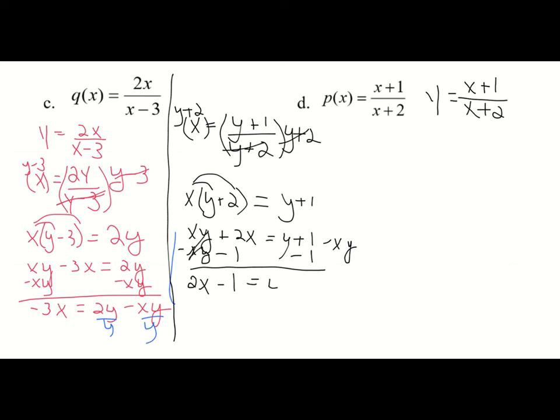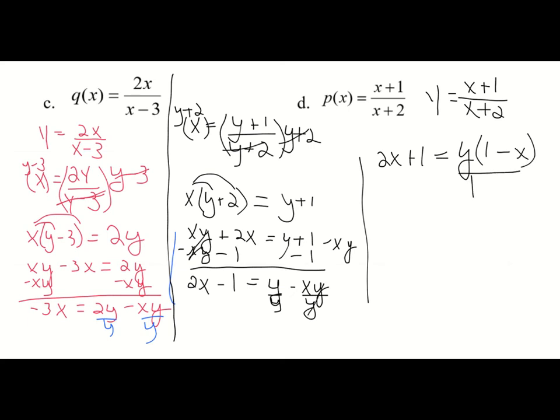y minus xy. So I put the y terms together and everything else on the other side because I know that now I can factor out a y here, a greatest common factor. So I'm going to end up with 2x plus 1 is equal to y times, y divided by y is 1, minus x, because y divided by y is 1 again. And then I'm just going to divide both sides by 1 minus x.